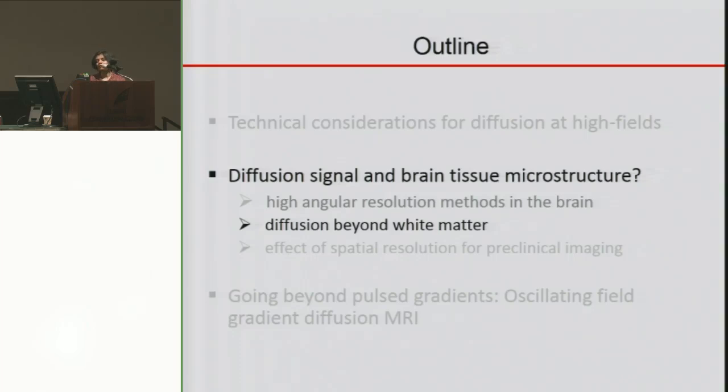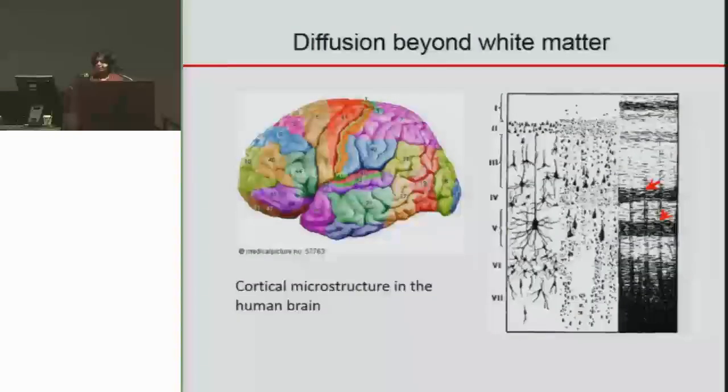So now diffusion, of course, can be used to delineate white matter tracks. There's not much new in that. But can we actually use diffusion to go beyond and look at gray matter areas in the brain? So one recent area of interest is to map cortical areas in the human brain.